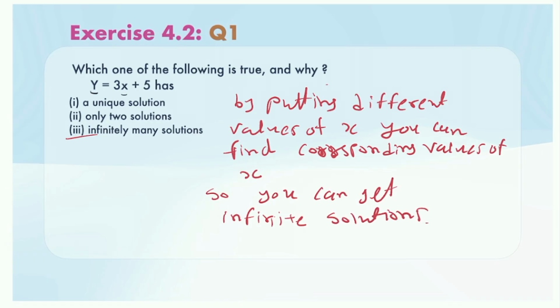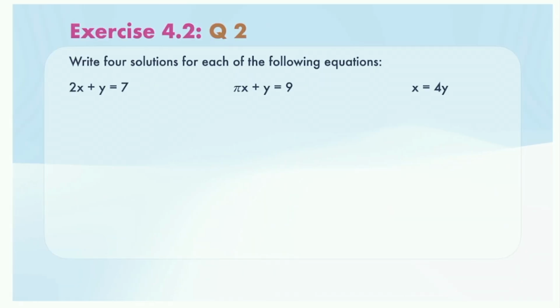You can write the answer and the reason in your own language, right? But the concept must be the same. So for any equation in two variables, there will be infinitely many solutions. Now write 4 solutions for each of the following equations.